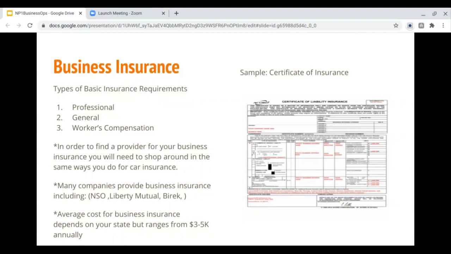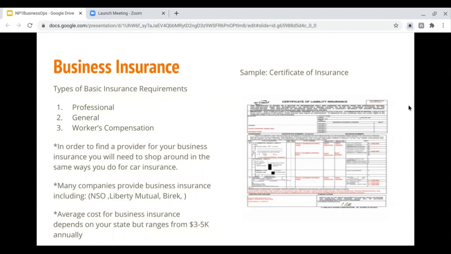So the quote on average for your professional and general liability insurance can range from maybe about $2,000 to $5,000 annually. Just like with car insurance, it really depends on the state. So your higher paying states where the cost of living might be a little bit higher is typically on the higher end of things, and your states where the cost of living is a little bit lower, it's a little bit cheaper. So that applies with business insurance as well.